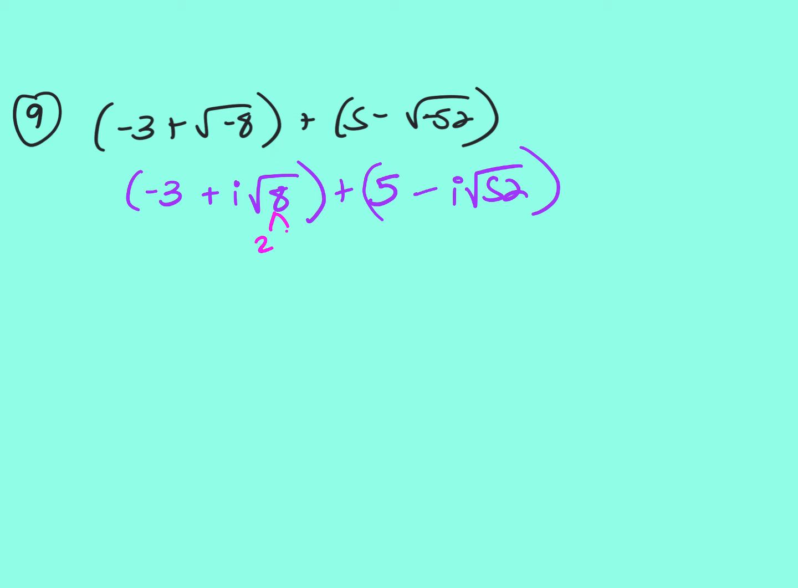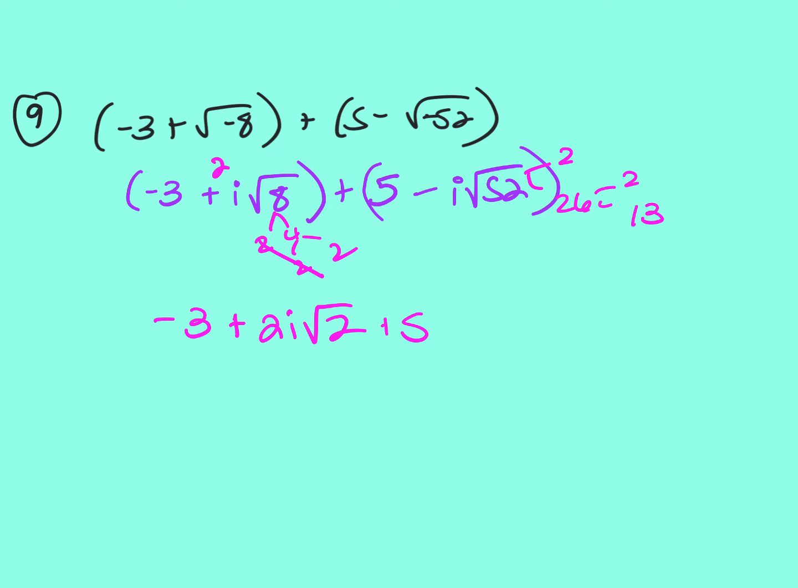Break down that 8 to 2 and 4 and 2 and 2. The 2 comes to the outside, so I have negative 3 plus 2i square root 2. I can get rid of the parentheses because it's just addition. Plus 5, and then this is 2 and 26, 2 and 13, so I can bring a pair of 2's to the outside, minus 2i square root 13.